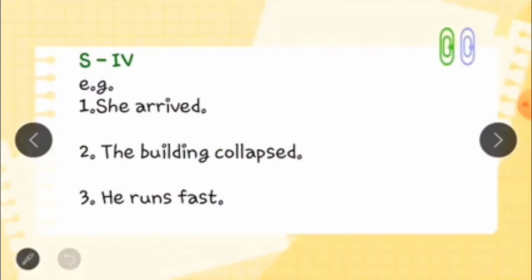For example, she arrived. She is the subject, arrive is the intransitive verb. The building collapsed. Building is the subject, collapse is the intransitive verb. He runs fast. He is the subject, runs is the intransitive verb. Fast is an adverb modifying the verb runs. These sentences do not have an object.